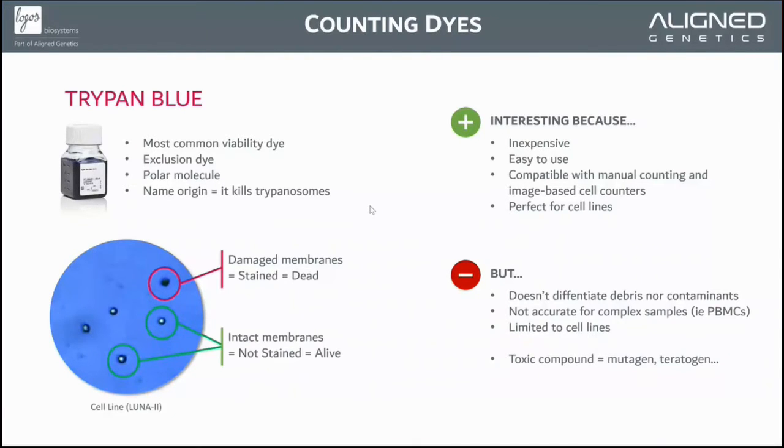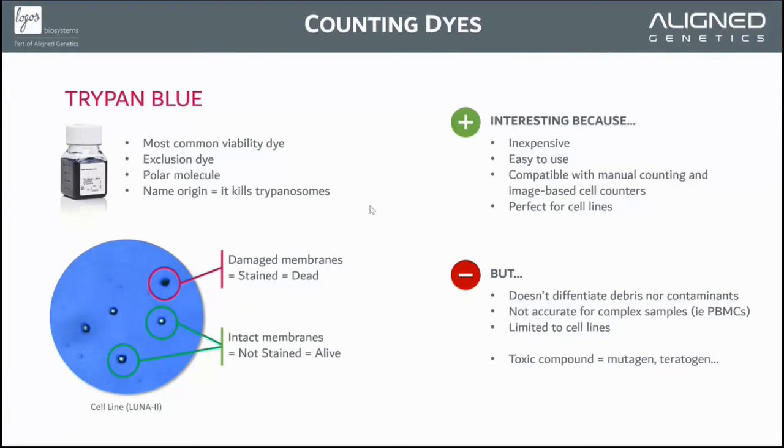This is interesting because obviously it's very inexpensive, it's easy to use, you just mix the same volume of dye and cells. It's compatible with the hemocytometer or image-based cell counters, and that's perfect for easy samples like cell lines. However, with this method, this dye doesn't differentiate debris and contaminants. Debris will be dark blue, so how do you differentiate a dead cell from a debris? Other contaminants like red blood cells are dark reds.